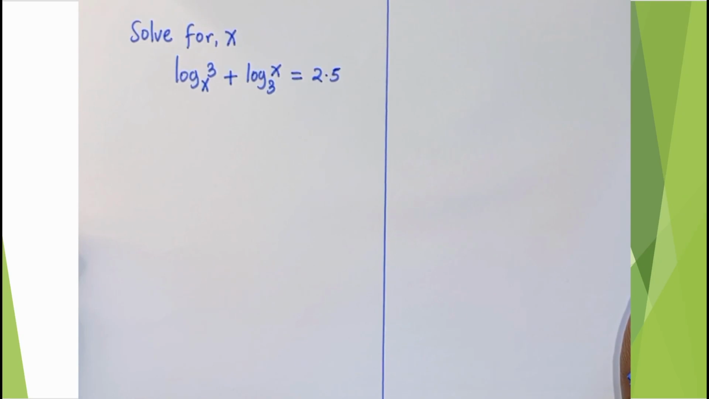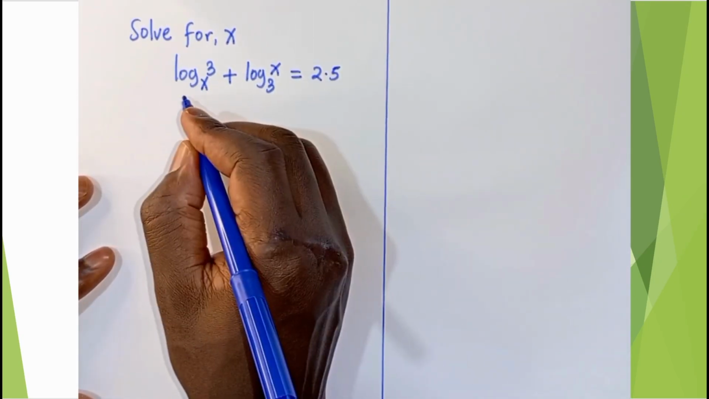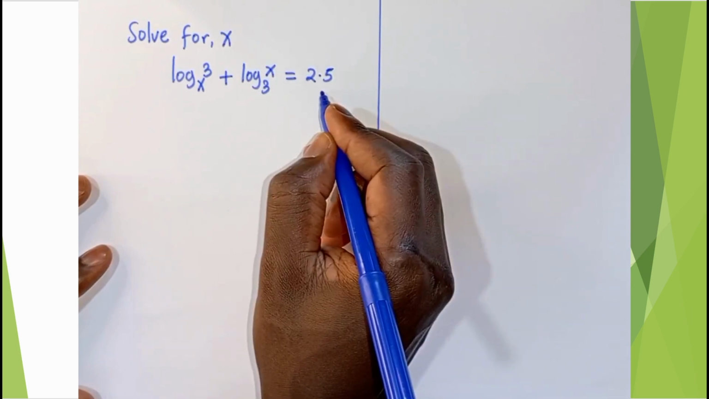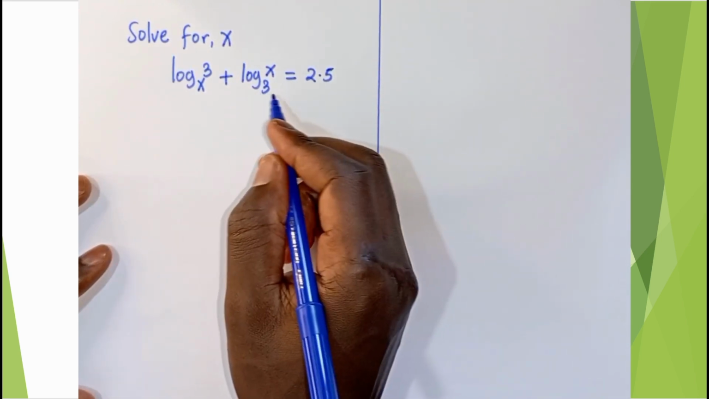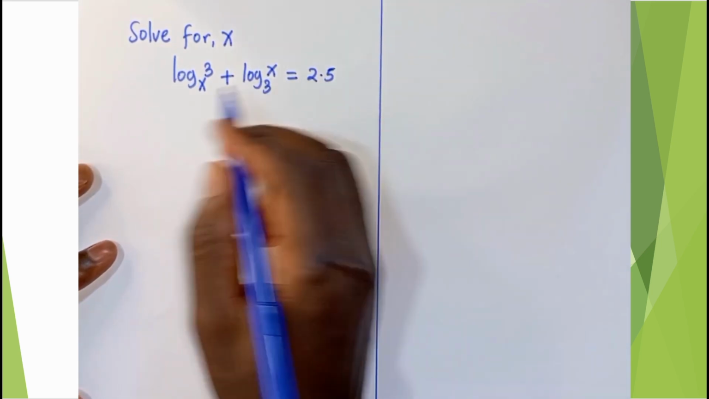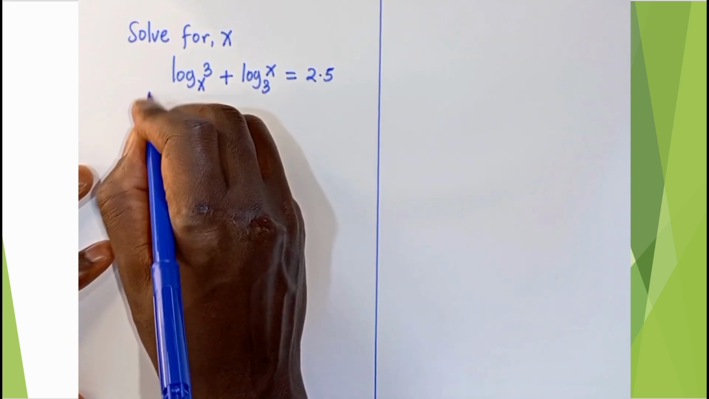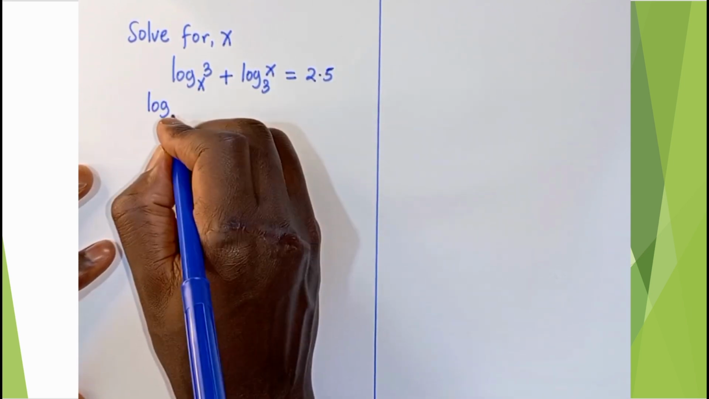Now, to solve such an equation whereby we have log base x of 3 plus log base 3 of x is equal to 2.5, we are going to realize that the bases are different. So we use what we call change of base. So we are going to change the base of x to 3.